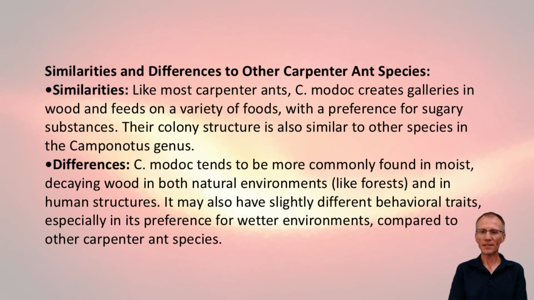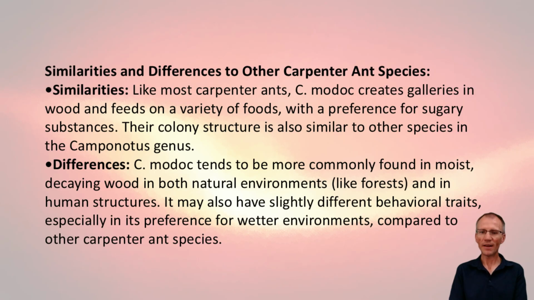Similarities and differences to other carpenter ant species. Similarities. Like most carpenter ants, C. modoc creates galleries in wood and feeds on a variety of foods, with a preference for sugary substances. Their colony structure is also similar to other species in the Camponotus genus.